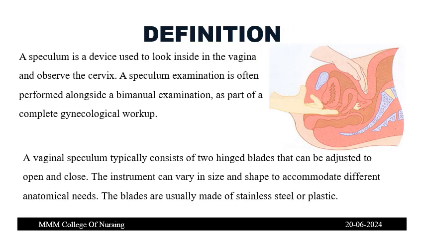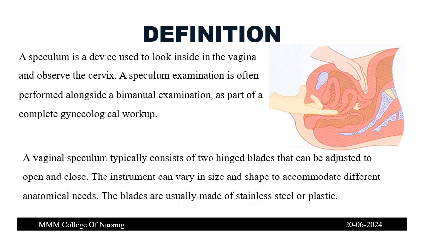Definition. A speculum is a device used to look inside the vagina. So this is the definition of a vaginal speculum. It is used to look inside the vagina and observe the cervix. A speculum examination is often performed alongside a bimanual examination as a part of a complete gynecological workup.